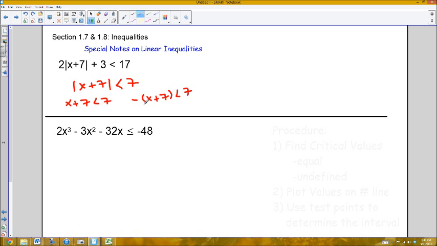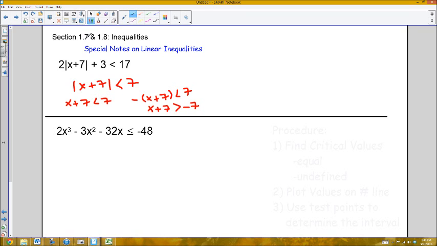Well, I'm going to deal with this negative sign by multiplying both sides by a negative, so I end up with x plus 7 is greater than negative 7. Remember that when I multiply an inequality by a negative sign, it changes the direction of the inequality. So then I just have to solve these two values.